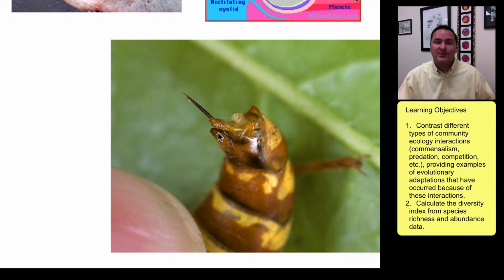By the way, stingers are basically ovipositors that have evolved to become a stinger, instead of just an ovipositor. So only female wasps and bees and ants can sting. Male wasps, bees, and ants do not sting.